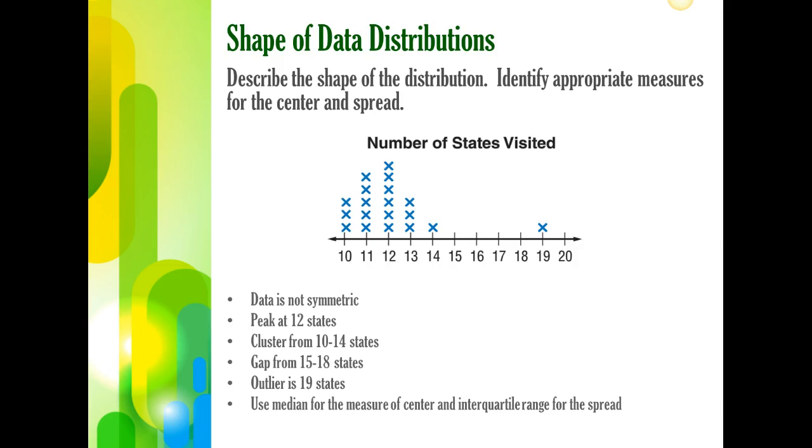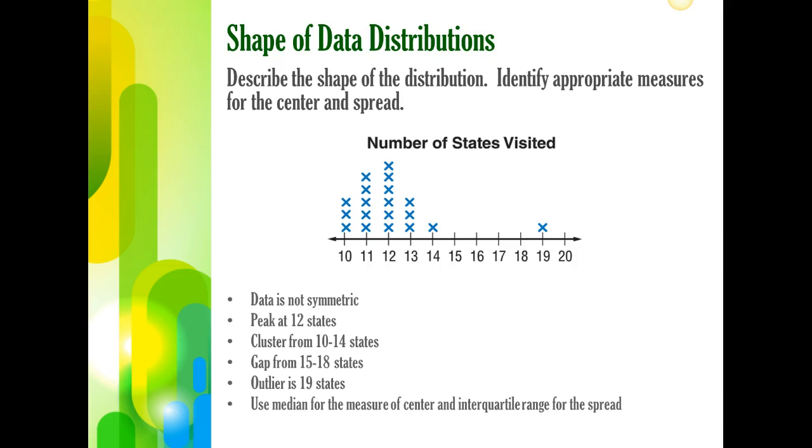There is a cluster of data from 10 to 14 states, and there is a gap in the data, a place where there are no data values, from 15 to 18 states. It appears that 19 states is an outlier. Since we do know all the specific values in this data set and it is not symmetric, we could use the median for the measure of center, and we could find the interquartile range for the spread.